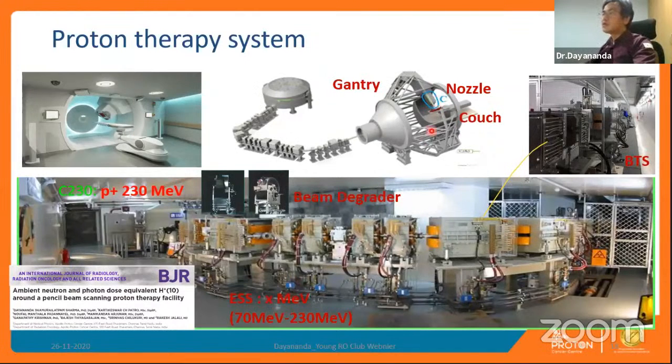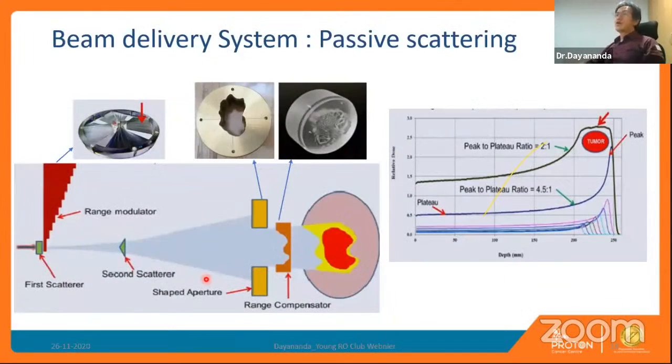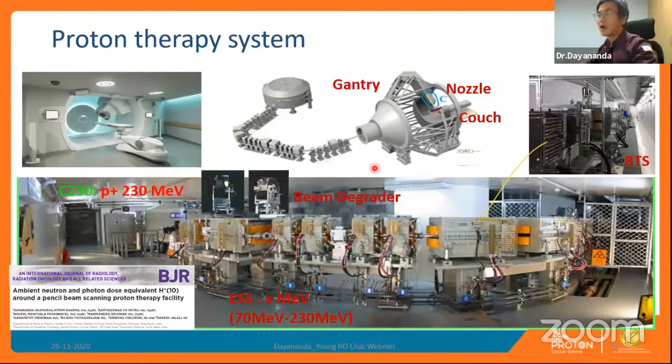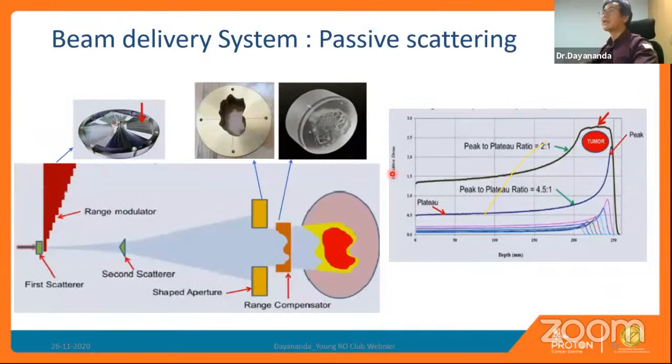So this nozzle, or the beam delivery system, is very crucial, because depending on that, we are going to determine what kind of sophistication in the treatment delivery, what kind of proton treatment delivery systems you have in your center. As I said, the beam delivery system, which is located in these nozzles, can be by using passive scattering, or active scattering, or active scanning.